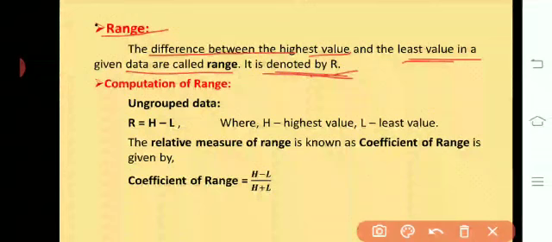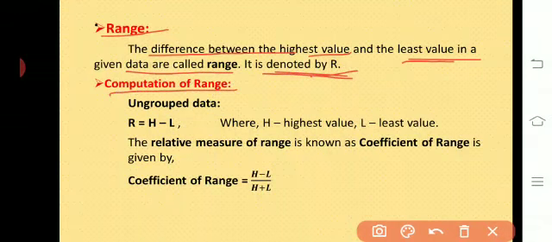Now we will see the computation of range for ungrouped data. R is equal to H minus L, where H is the highest value and L is the least value or lowest value in the data.